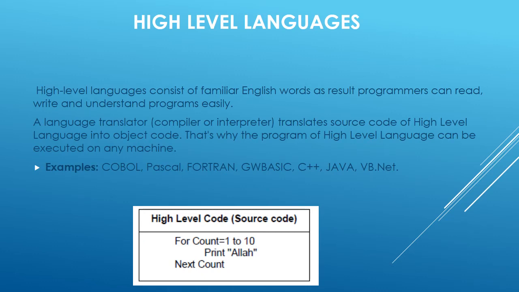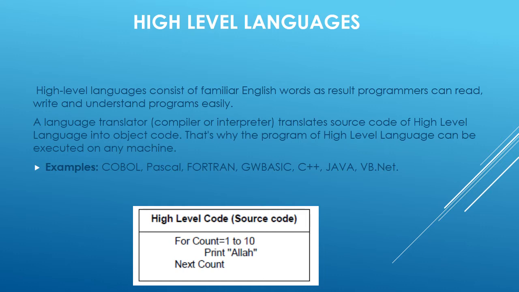High-level languages. High-level languages consist of familiar English words. As a result, programmers can read, write, and understand programs easily. A language translator, that can be a compiler or interpreter, translates source code of a high-level language into the object code. That is why a program of a high-level language can be executed on any machine.